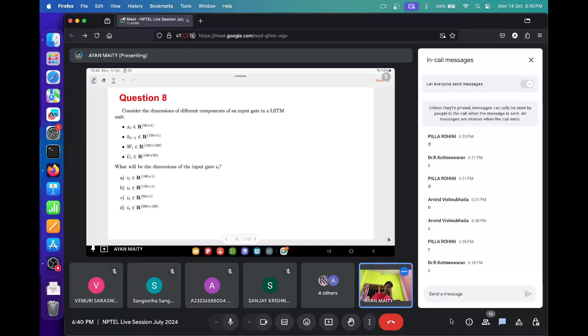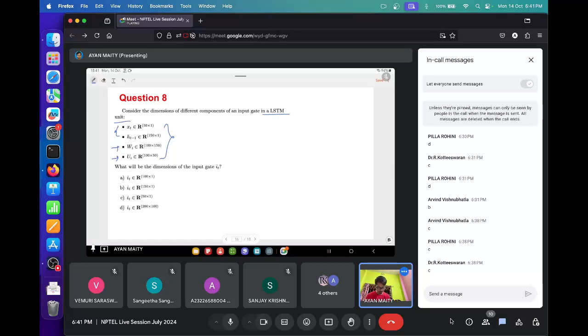Now question 8. Consider the dimensions of different components of an input gate in a LSTM unit. To compute the input gate of an LSTM unit, you need these four vectors or matrices: xt, ht minus 1, wi and ui. Wi and ui are two weight matrices, xt is the actual input for the time step t, and ht minus 1 is the memory state from the previous time step.